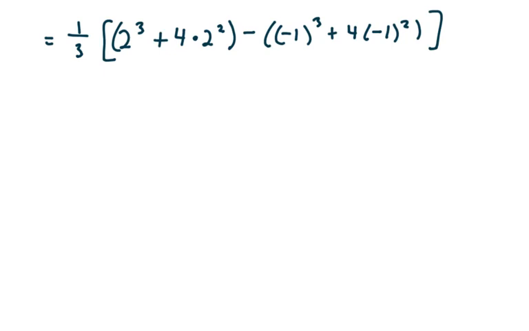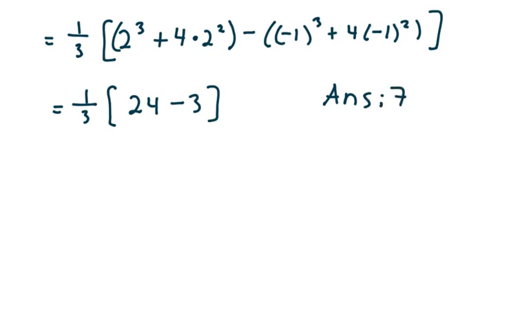Now, 2 squared is 4, right? 4 times 4 is 16. 16 plus 8 is 24. So we get 24. And -1 squared is 1. 1 times 4 is 4. -1 cubed is -1, so 4 minus 1 is 3. And so we get 24 minus 3. But 24 minus 3 is 21. 1/3 of 21 is equal to 7. So the correct answer to problem 1 is 7.